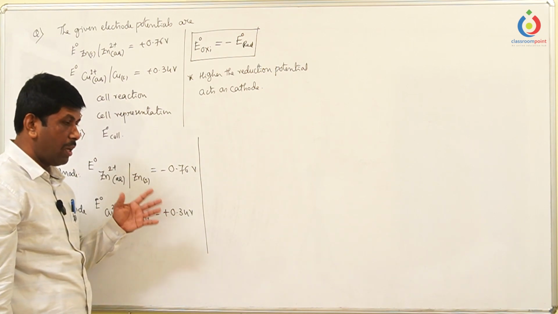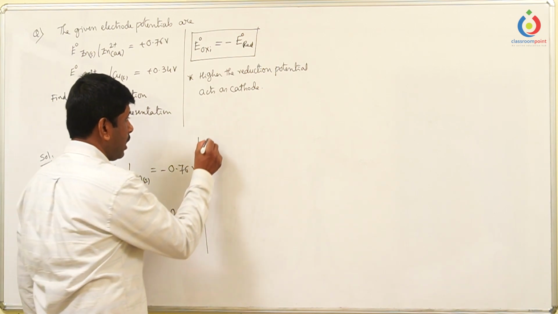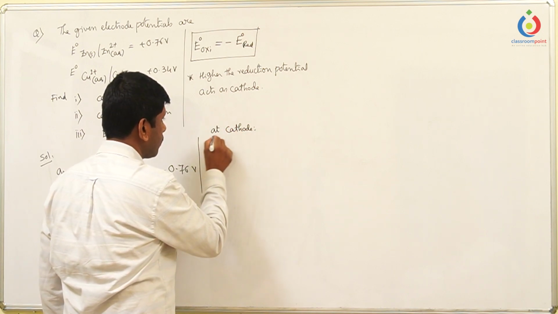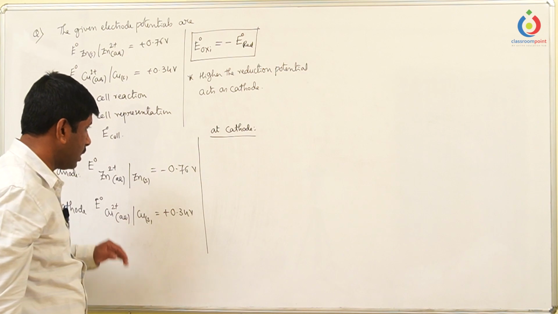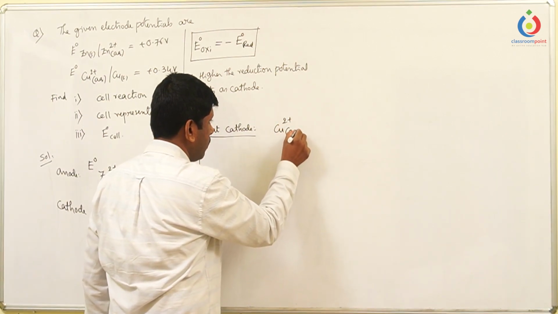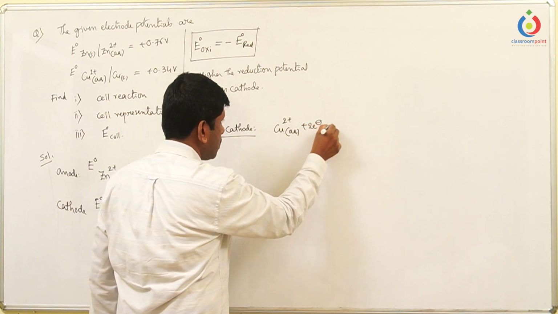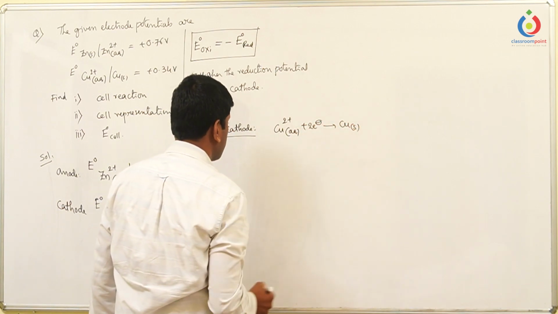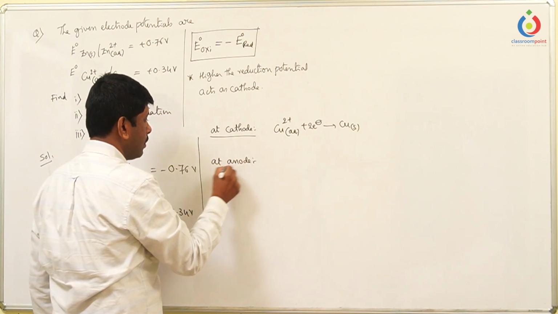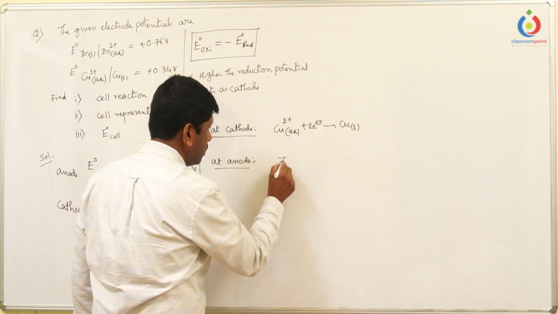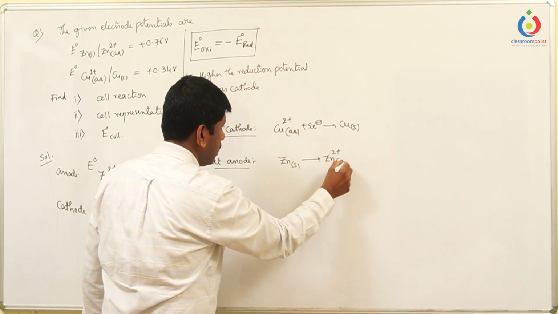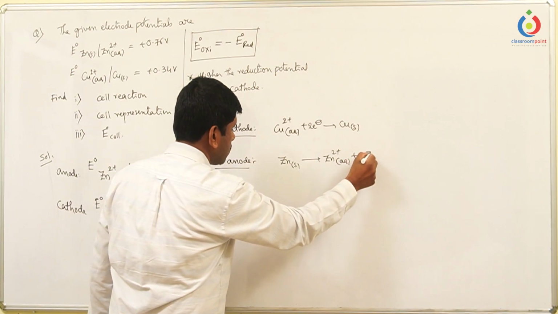At a cathode, reduction reaction always takes place. So I'll write down the reaction at the cathode. Cathode means reduction reaction: here Cu2+ aqueous gains 2 electrons and converts into Cu. At the anode, oxidation reaction takes place. Oxidation reaction means zinc solid converting into Zn2+ aqueous plus 2 electrons.